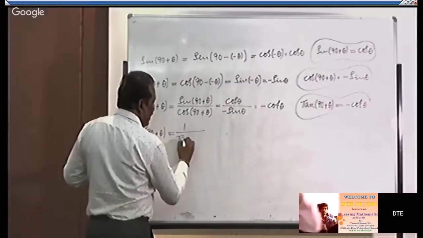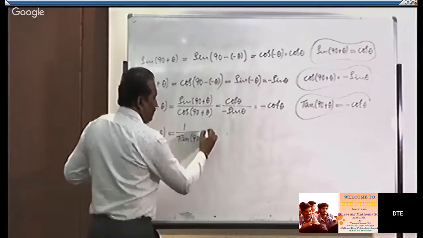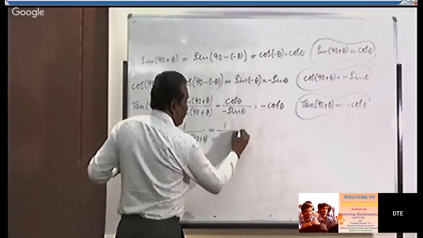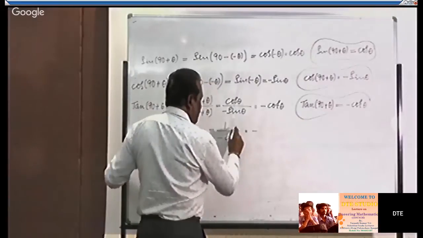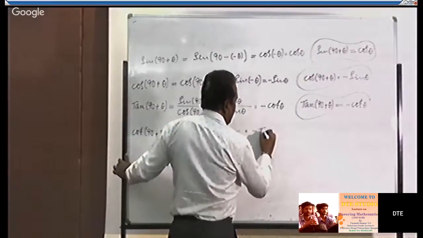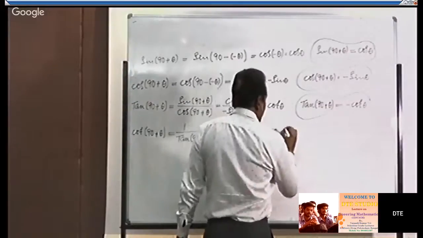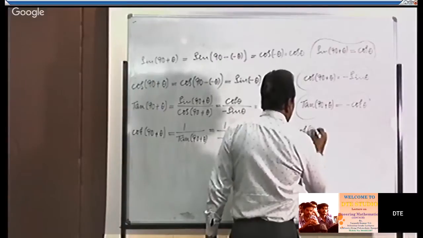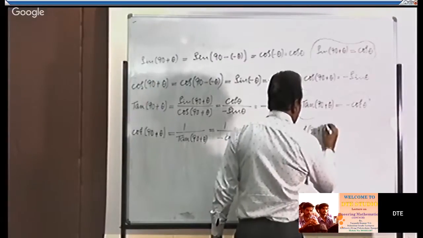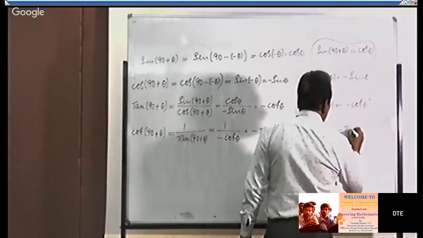tan theta. But tan of 90 plus theta, we came to know it is minus cot theta, which is equal to minus 1 by cot theta. We know that it is tan theta. Therefore, we can write cot of 90 plus theta is equal to minus tan theta.